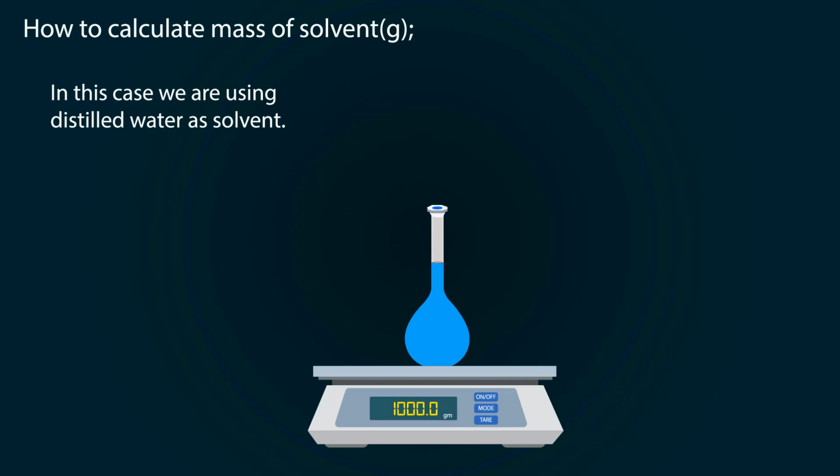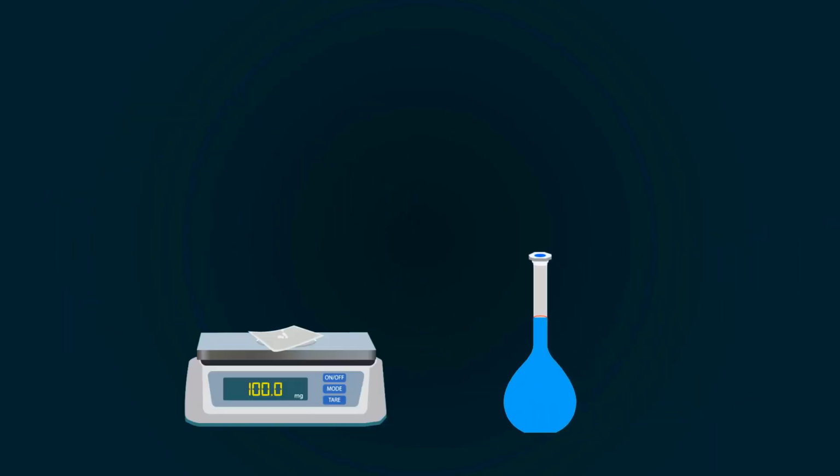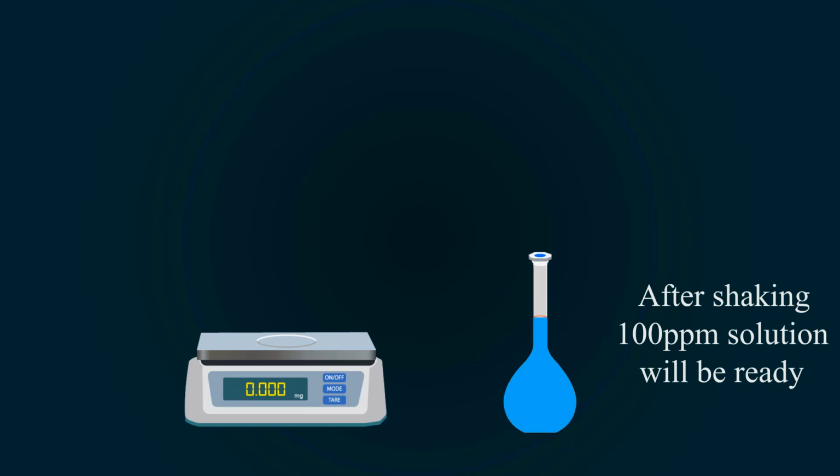Now put this 100 milligrams into the distilled water in the volumetric flask. Please add the solute into the distilled water with the help of a funnel. After adding solute, close the volumetric flask and shake it well, because after shaking you will get a homogeneous mixture of 100 ppm solution of any solute.